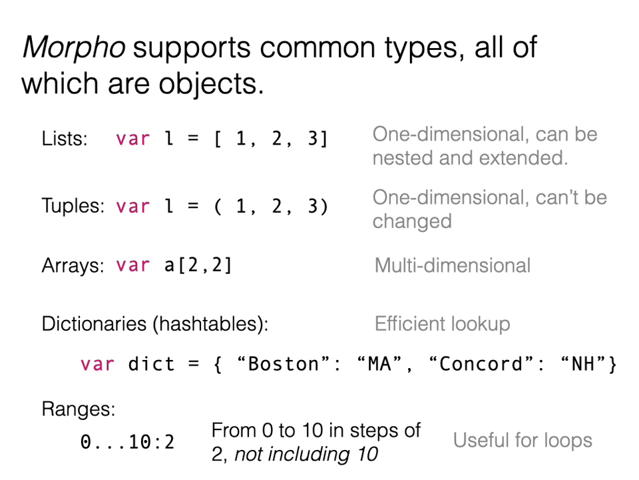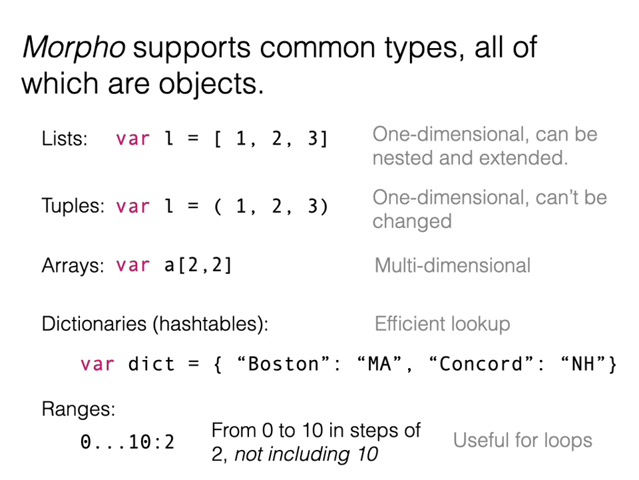A very common category of type are collection types. Here are some examples. So lists are one-dimensional. We can add things to the list. We can change the contents after we've made it. Tuples are also a one-dimensional ordered collection, but can't be changed after they've been created. Arrays are multi-dimensional and can be changed arbitrarily, but the size is fixed when we define the array.